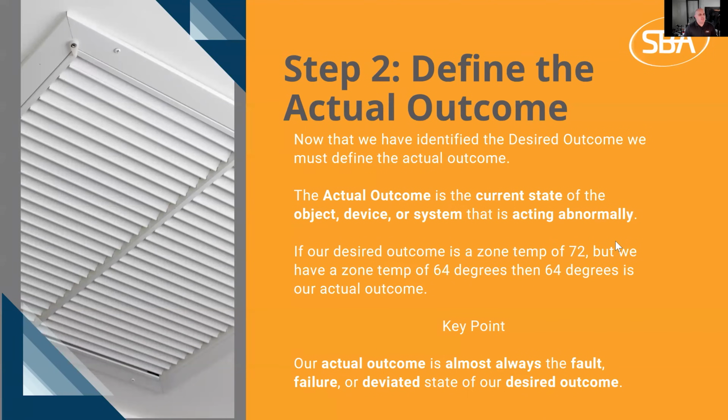So step 2, define the actual outcome. Now that we have identified this desired outcome, maybe it's 72 degrees, maybe it's 1.5 inches of static, maybe it's a certain CFM. Now, the actual outcome is going to be the current state of the object, device, or system that is acting abnormally. So if our desired outcome is a zone temp of 72, and our zone temp is 64, then 64 degrees is our actual outcome. We want to know this because the actual outcome is almost always the fault, failure, or deviated state of our desired outcome, and it will tell us where to begin troubleshooting for our root cause.